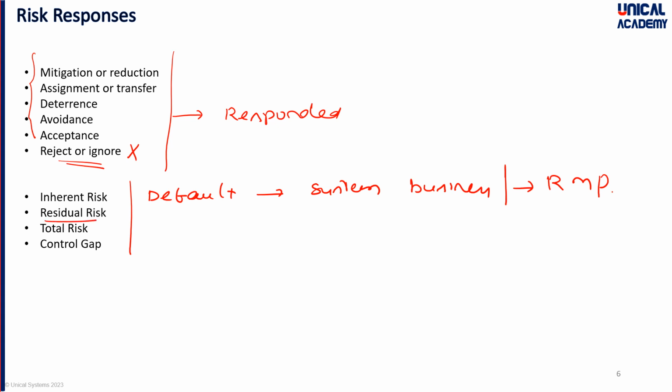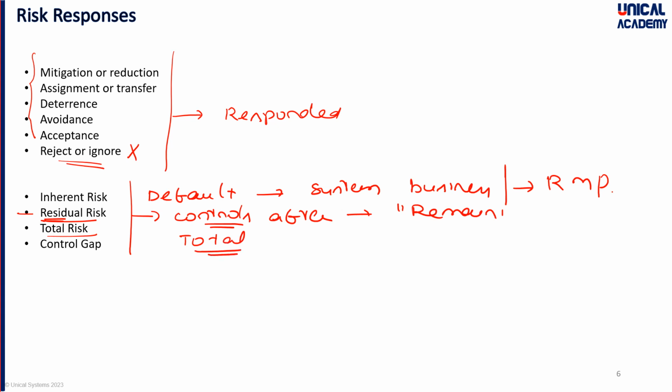Whereas residual risk, after implementing the controls, the remaining risk is called residual. The residue that remains even after implementing the controls is residual risk. What is total risk? Total risk is the risk that was existing before implementing the controls. Before implementing the controls is the total risk. So there is another formula here.